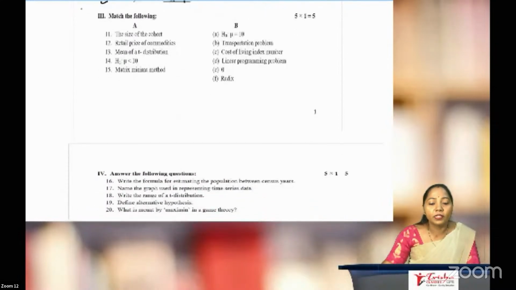Yes. Roman number 3, that is match the following. Roman number 3, match the following. First question is from vital statistics. Size of the cohort.